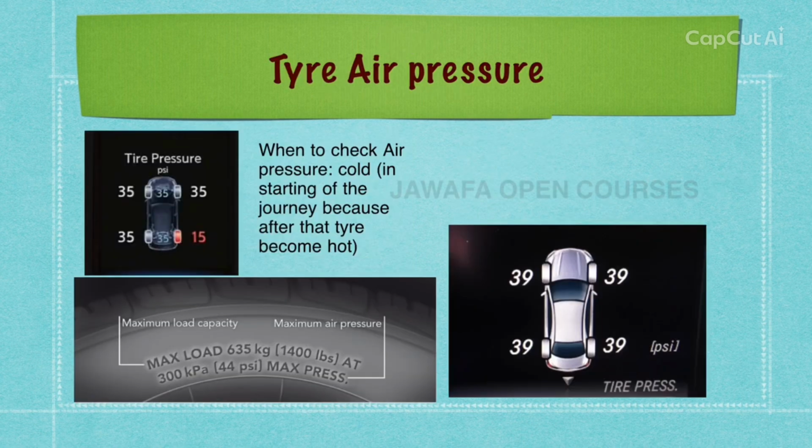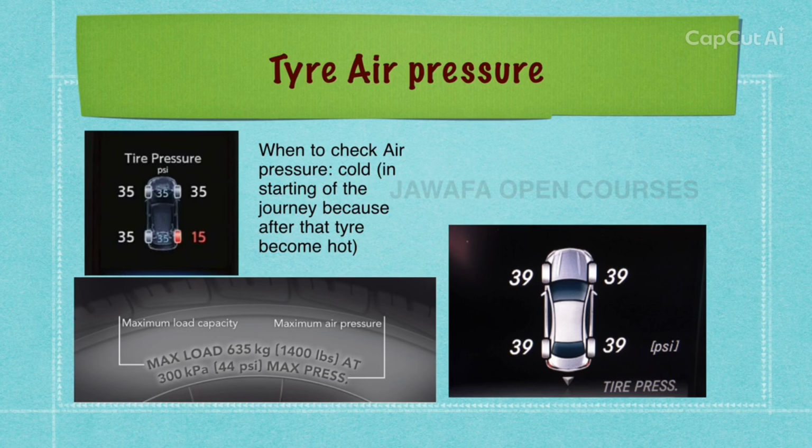How do you find out what the air pressure of your car should be? Often the air pressure is written on the tires themselves, which is in PSI. For example, on this tire in the picture, it says 44 PSI. So this is its maximum air pressure, and you have to keep it within this range, and you can easily check its air pressure from the system inside the car.